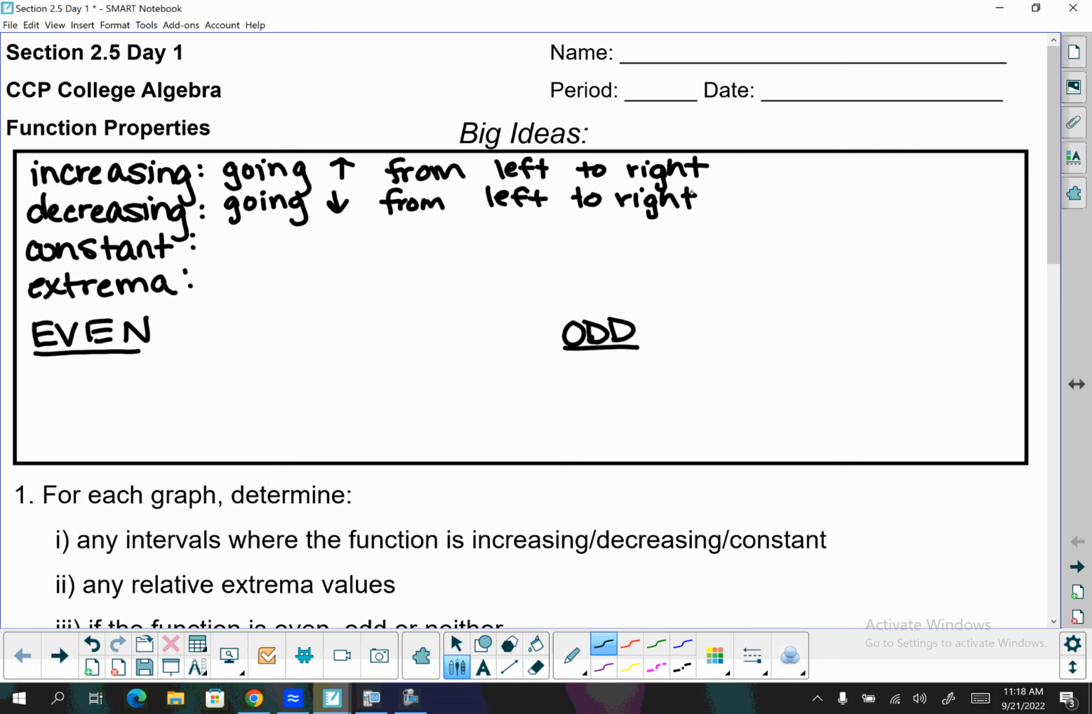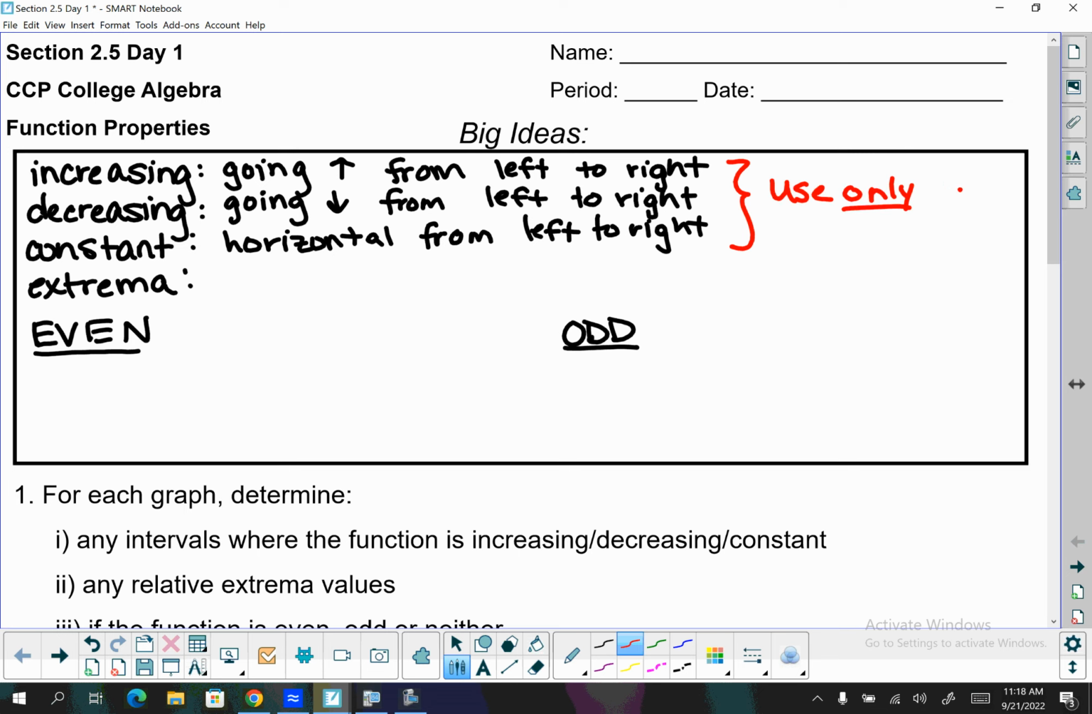And the part of the graph that is constant is horizontal, zero slope, from left to right. Okay. When you list increasing, decreasing, and constant, you will use only x values and parentheses. You will use only x values in parentheses, so when we do the examples at the bottom of the page, you'll kind of see what that looks like. Okay.